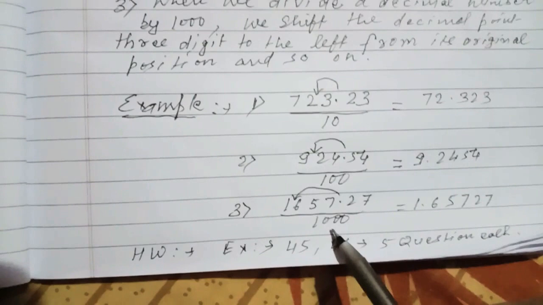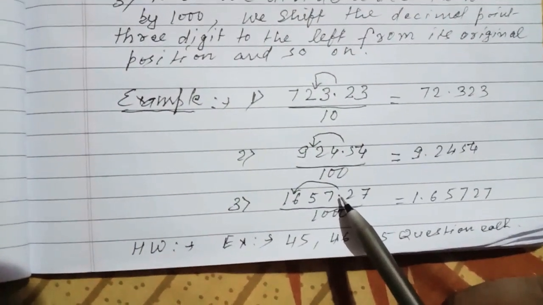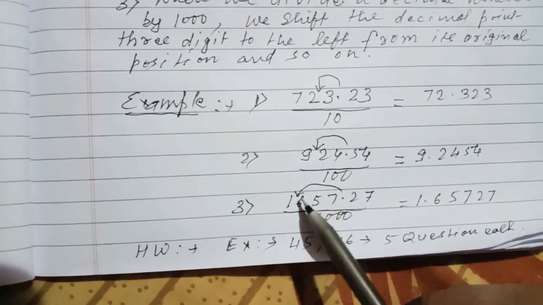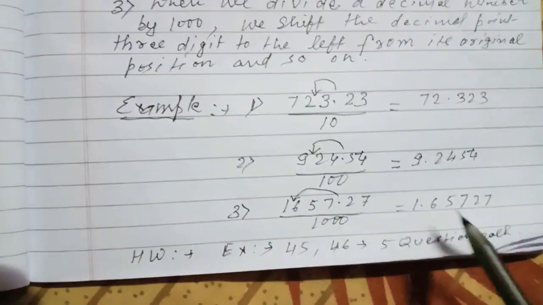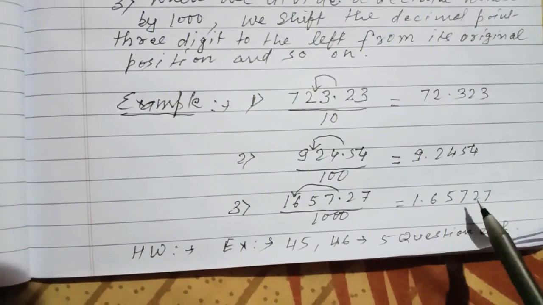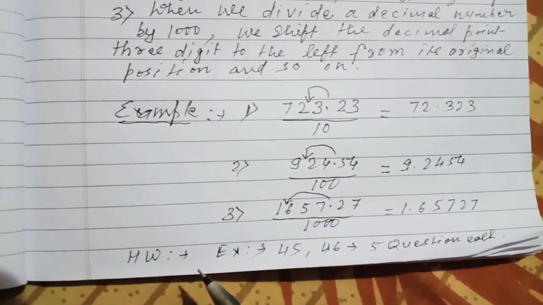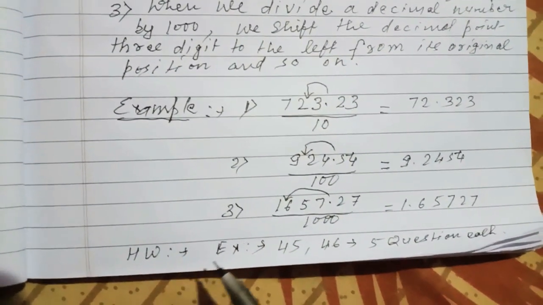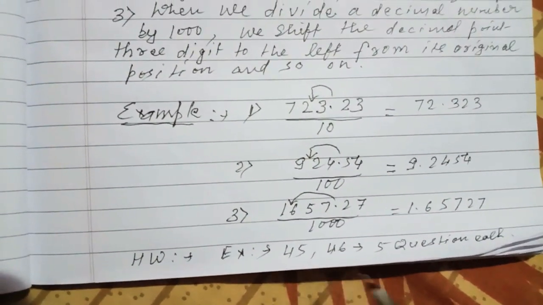Example number 3. 1657.27 divided by 1000. So the decimal point will shift 3 digits to the left side. So it will come between 1 and 6. So our answer will be 1.65727.